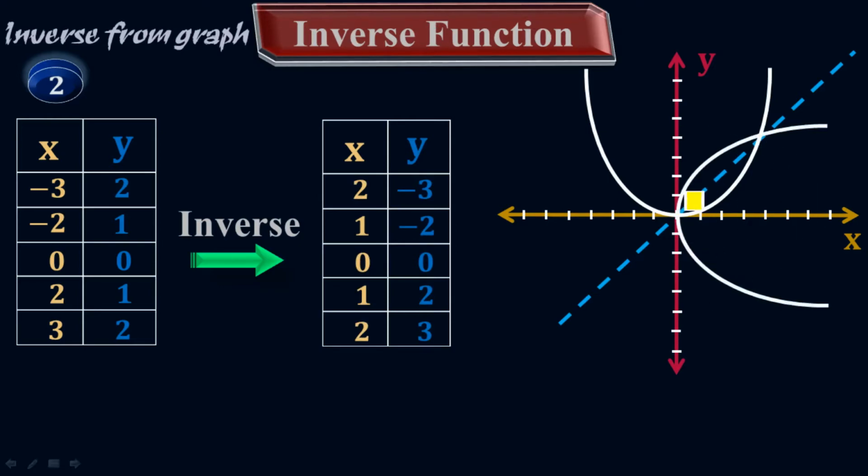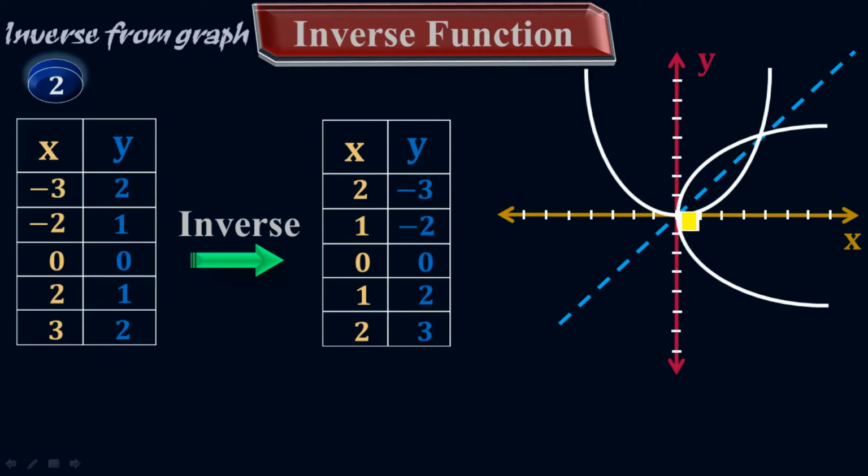Look what I'm doing here. I want to find the inverse function from the graph. So the graph has been given, which is a parabola. It is the y equals x squared parabola. Now the coordinate points of the parabola are these.